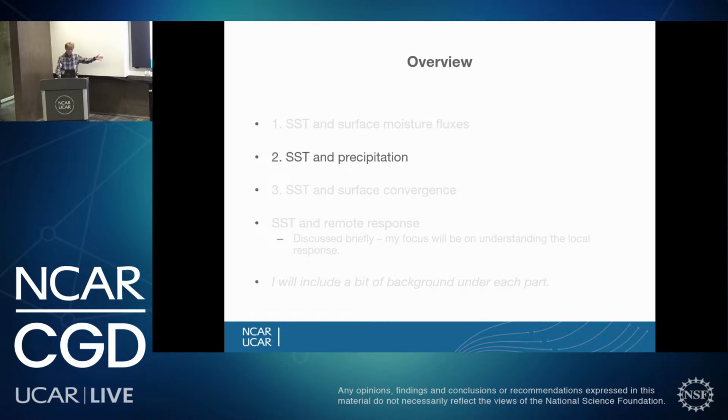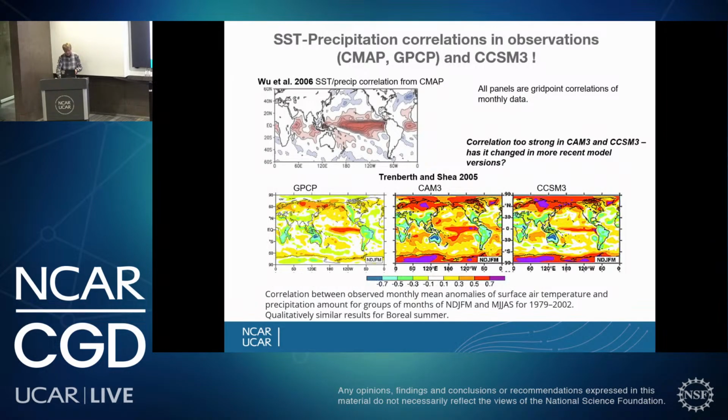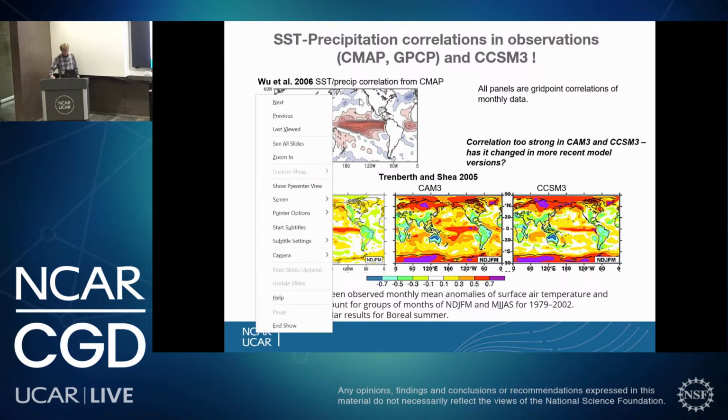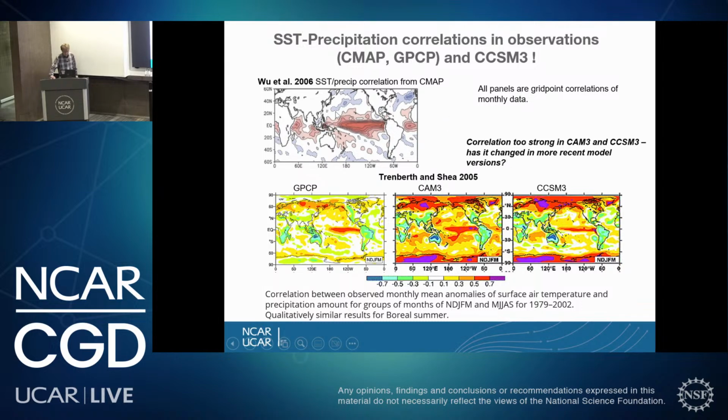So we saw those positive correlations in SST and turbulent heat flux. This is from the literature. Again, Wu et al., mentioned before, this is a correlation between SST and precip from an older data set, CMAP. And you see that it's dominated in the tropics by these positive correlations, suggesting ocean driving. In higher latitudes, it's negative.